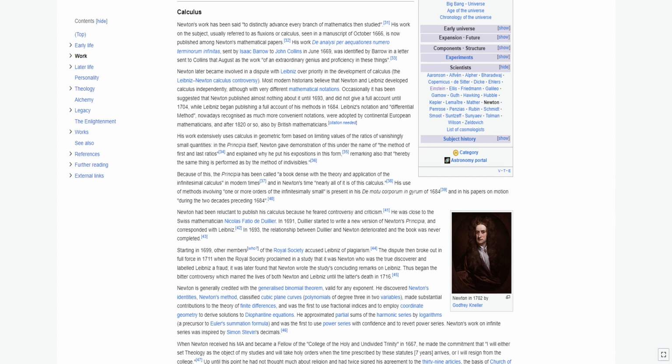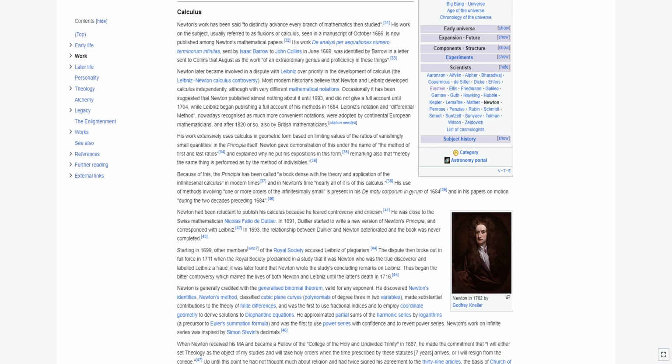Leibniz's notation and differential method, nowadays recognized as much more convenient notations, were adopted by continental European mathematicians, and after 1820 or so, also by British mathematicians. His work extensively uses calculus in geometric form based on limiting values of the ratios of vanishingly small quantities. In the Principia itself, Newton gave demonstration of this under the name of the method of first and last ratios, and explained why he put his expositions in this form, remarking also that hereby the same thing is performed as by the method of indivisibles.